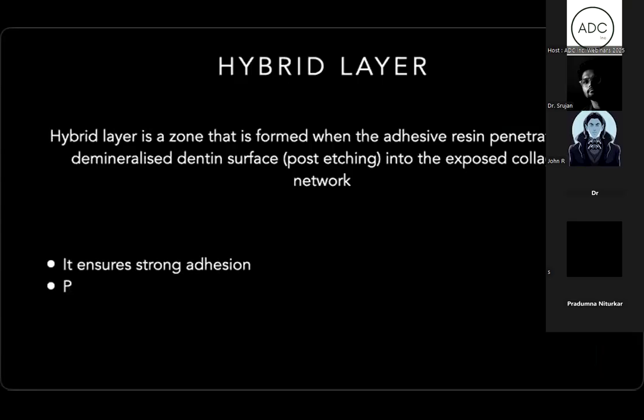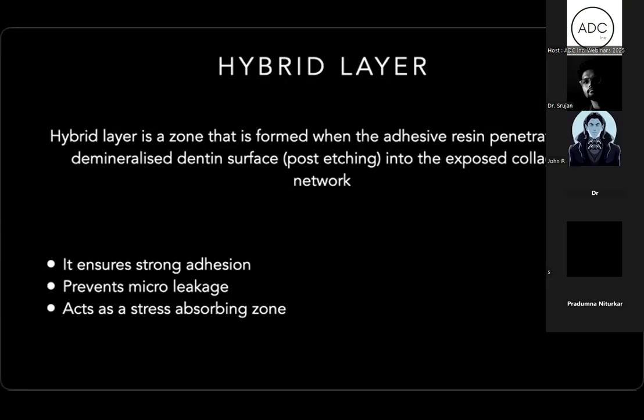Let's talk about the infamous hybrid layer. Hybrid layer is a zone that is formed when the adhesive resin penetrates the demineralized dentine surface or the enamel surface post etching into the exposed collagen networks. Do you remember when we were talking about etching? There were 2 points. One, it demineralizes the tooth structure and it exposes the collagen fibers. The exposed collagen networks make room for bonding agent to flow inside, and that is going to altogether create the hybrid layer.